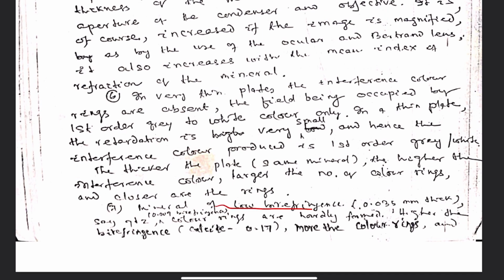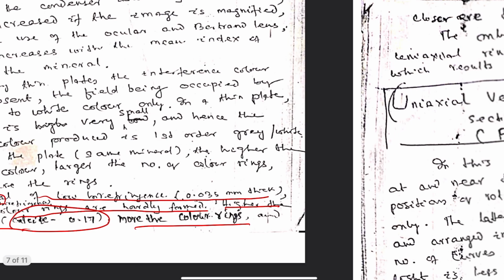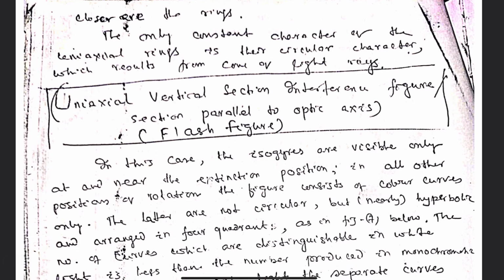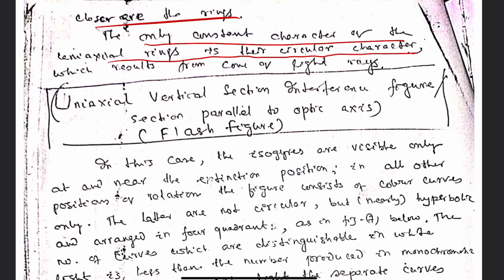The mineral of low birefringence, say quartz, having birefringence value 0.009, shows color rings which are hardly seen. Higher the birefringence, as we see in case of calcite, more the color rings, and closer are the rings. The only constant character of the uniaxial rings is their circular character, which results from the cone of light rays.